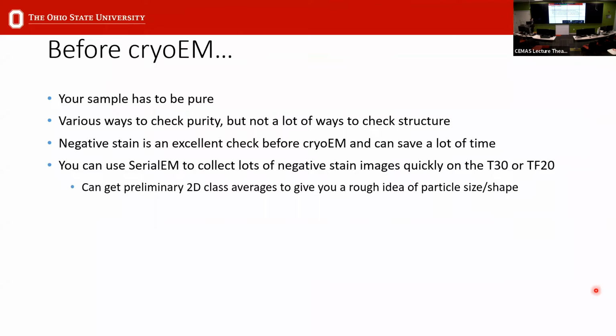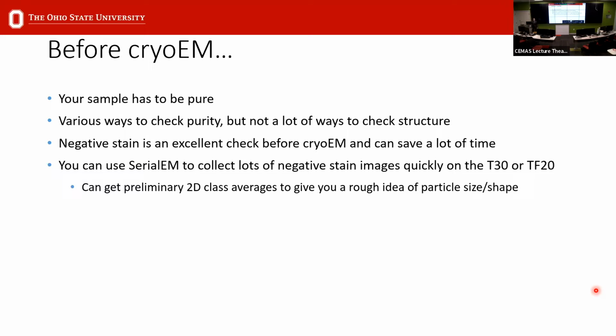As I mentioned earlier, before you even get to the Glacios, your sample has to be pure. There are many different ways to check purity, but not a lot of ways to check structure. Particularly for users who are new to TEM and new to structural biology, I recommend doing at least one round of negative stain because it's a fast and easy way to check your sample before Cryo-EM. And a lot of times you can rule out problems before you even get to cryo. So if you're seeing mystery particles or if your particles are falling apart, it's better to find out in negative stain than it is to find out with the expensive cryo microscopes.